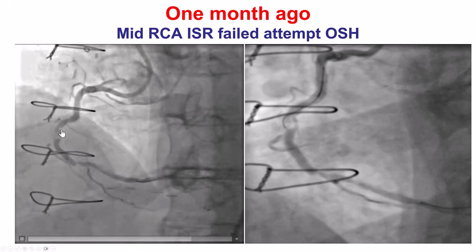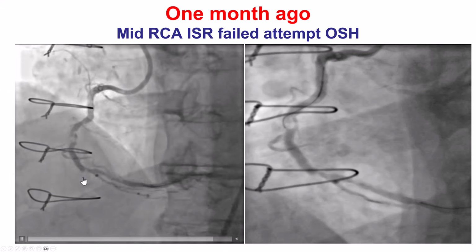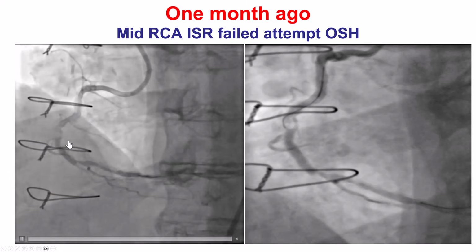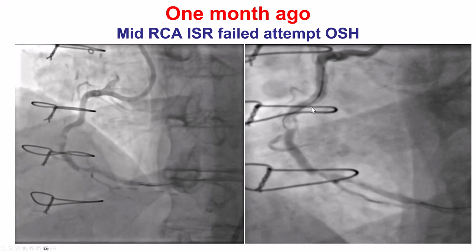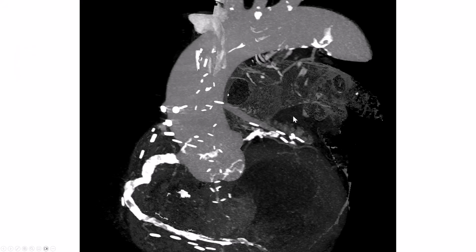We have a 99% lesion in the mid-right coronary artery and significant disease distally. And the attempts to go through the mid-RCA were unsuccessful. The wire kept on entering into the subintimal or extraplaque space. So the patient came to our center.